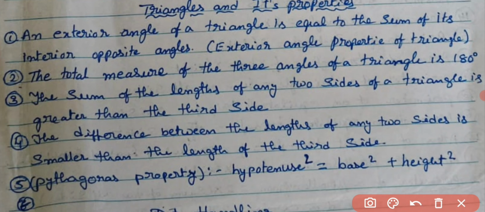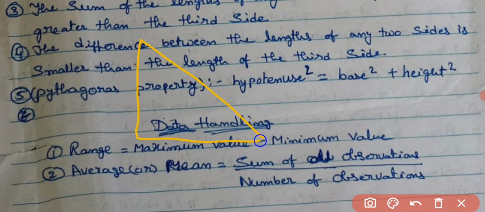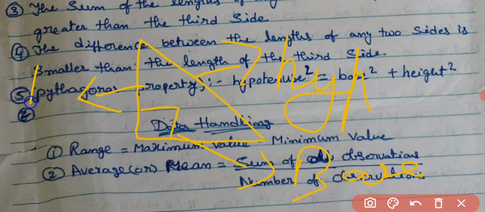Now we have the Pythagoras property. The Pythagoras property is used to find the hypotenuse, or sometimes the base or height, in questions. So what is the hypotenuse? The hypotenuse is the longest side of a right angle triangle. In a right angle triangle, this side is known as the hypotenuse, this side is the base, and this side is the height.